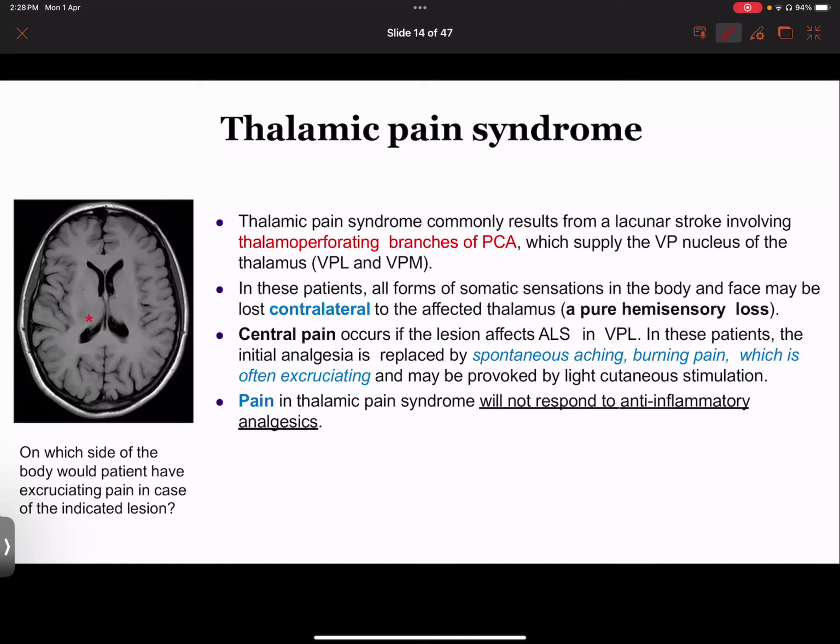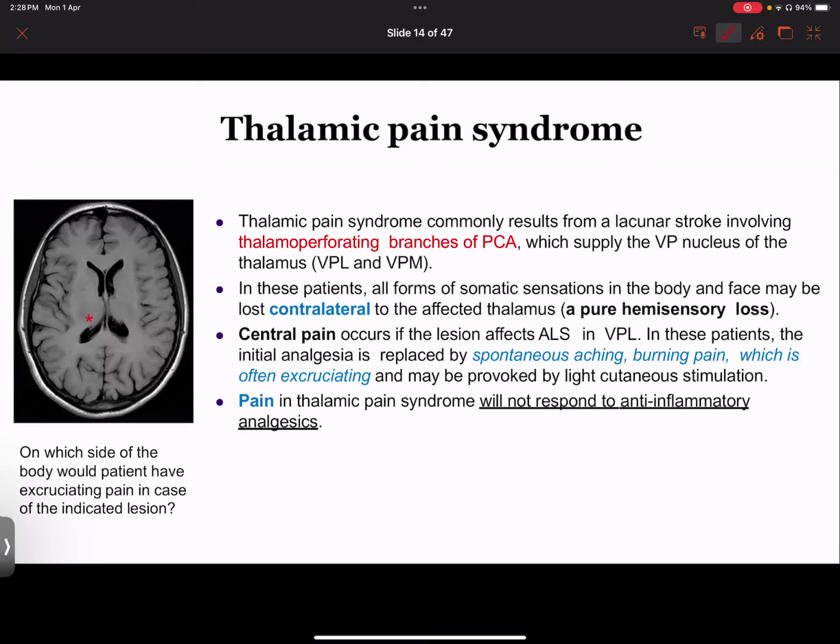And this pain, how do we know it's thalamic pain syndrome? Basically, this pain is going to be unresponsive to any kind of analgesia, okay? So basically, if the ALS is affected in the VPL, okay, then we're going to have the pain, which is basically aching, burning, and excruciating, and it's refractory to any medication.